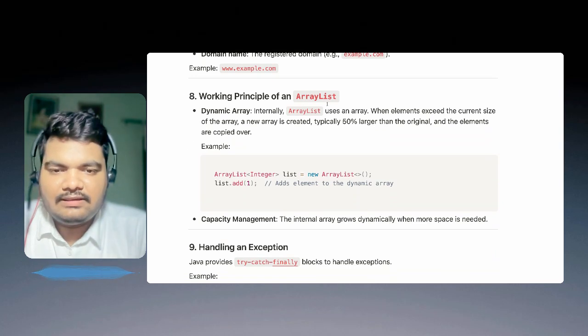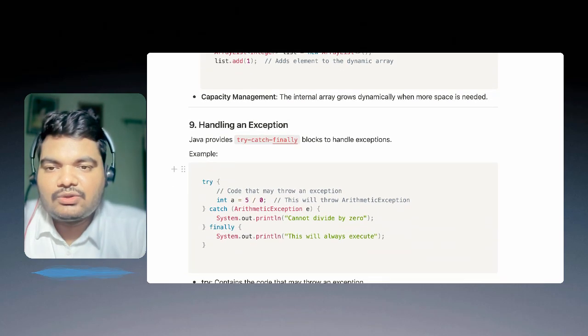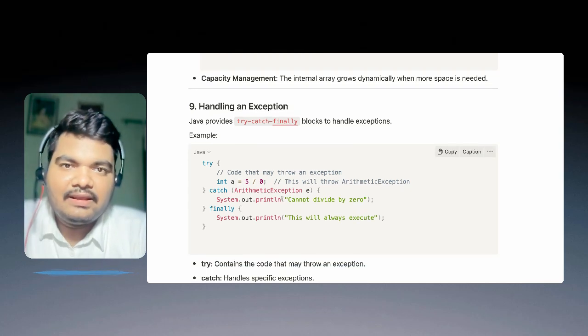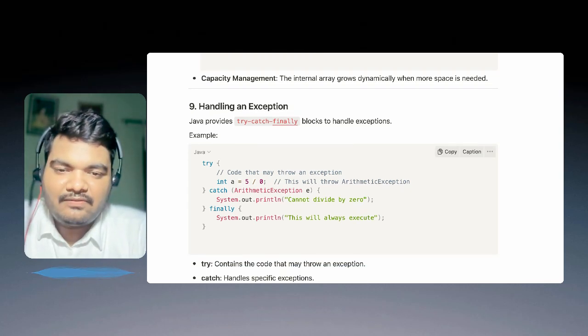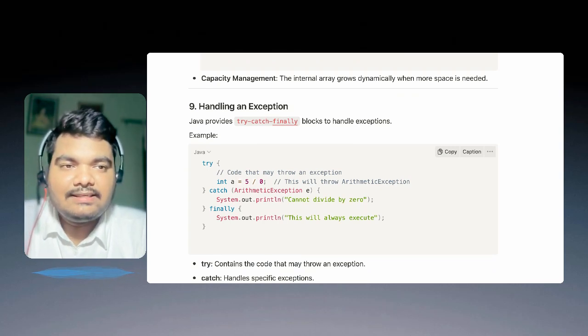The working principle of an array is a very easy question, but you must know how to explain it, right? Dynamic array, then capacity management, those points you should put out. It's an easy one, but yes, you must know it. So, handling exceptions in Java. Actually, this is one of the favorite topics, and it will for sure be asked in any of the interviews, right? How can you explain it? There are four or five keywords that you must know.